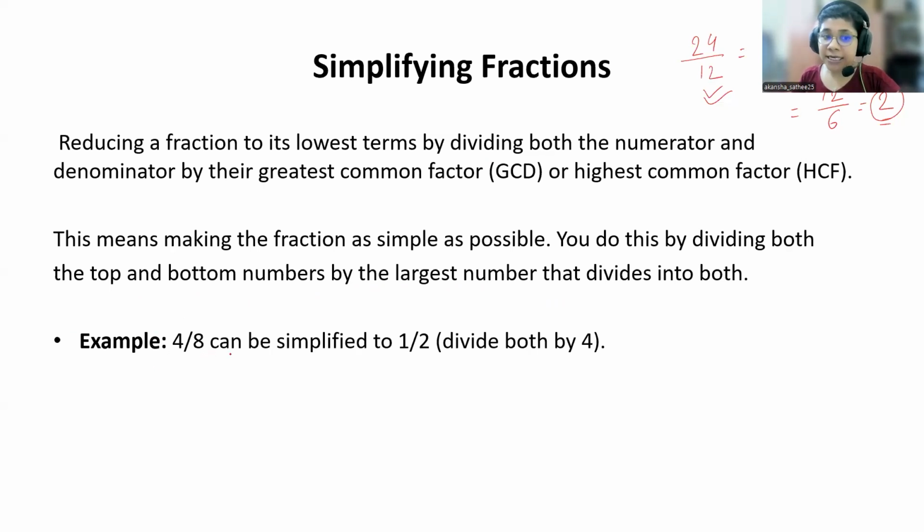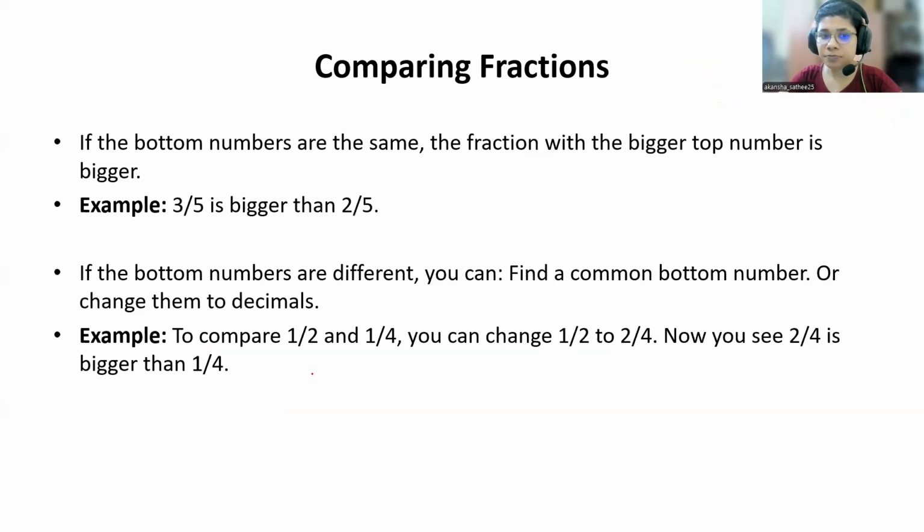So 4 by 8 can be simplified to 1 by 2, dividing both by 4. So you can see that 4 and 8 both are divisible by 4. So you can cancel 4 also by 4 and 8 also by 4. So divided by 4, you will get 1 and 2. So 1 by 2. So they are equivalent.